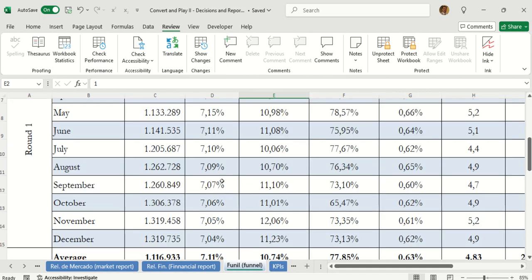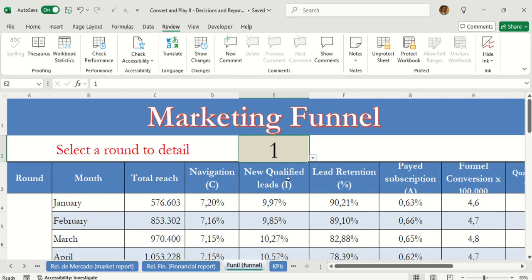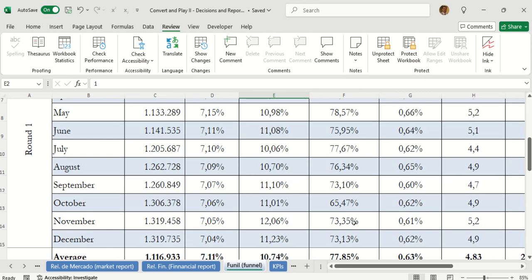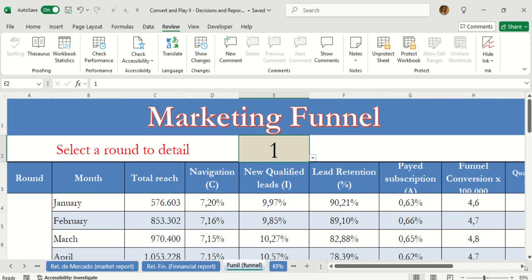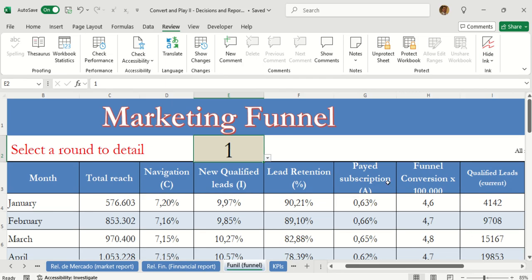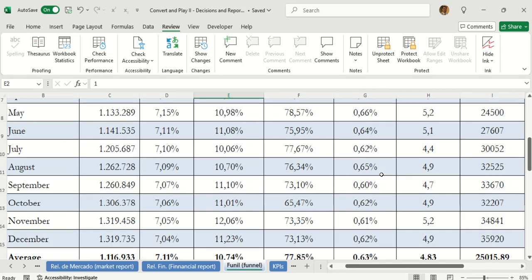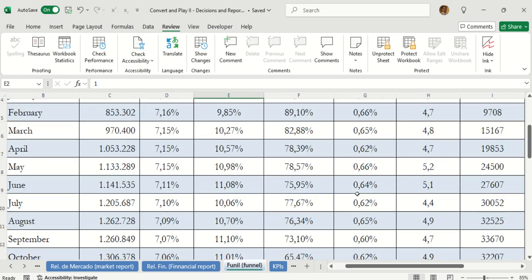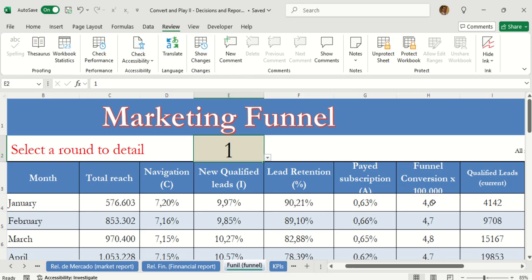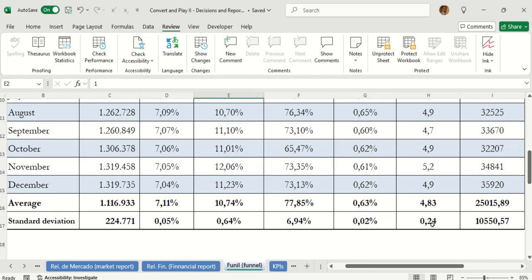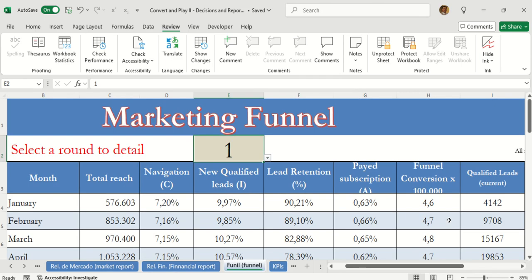We can also check here my navigation, as you can see here, decreasing over the years. I increase in my new qualified leads, a reduction in the retention of leads over the year. And here we have the paid subscription, basically the percentage of leads being converted each period. And here I have my total conversion for each 100,000 customers. So as you can see, I'm converting on average something like 4.8 customers to each 100,000 people that watch my ads, so that I can reach with my ads.